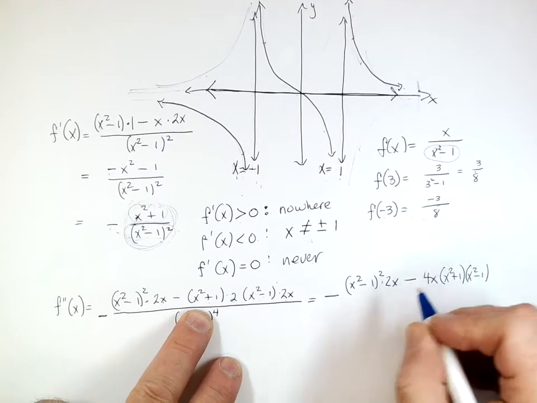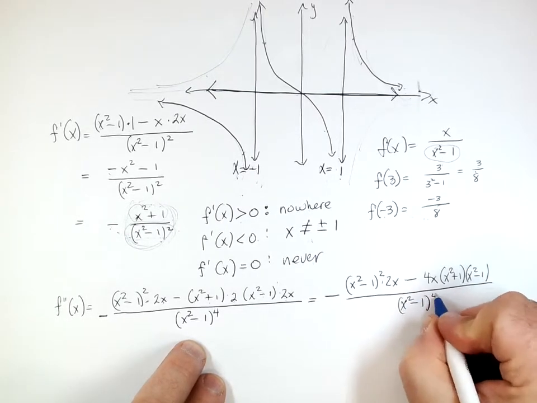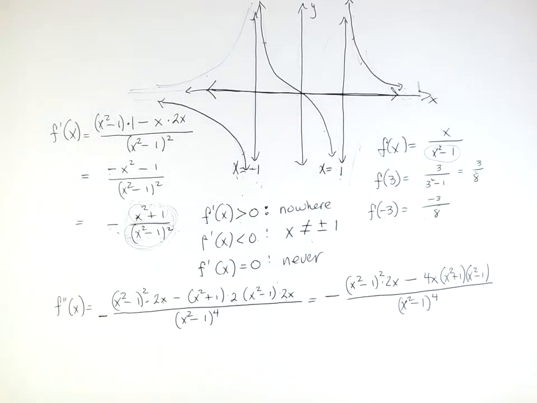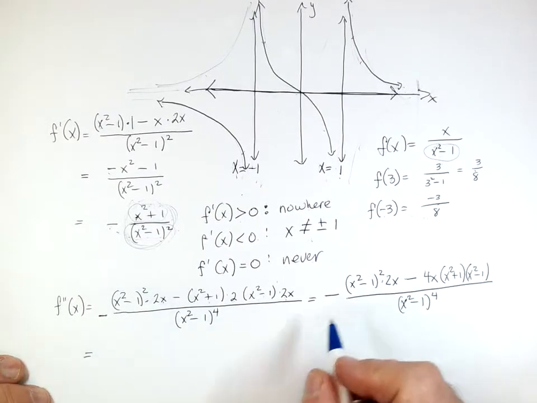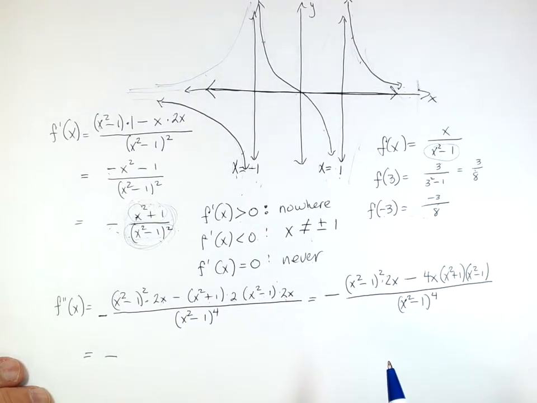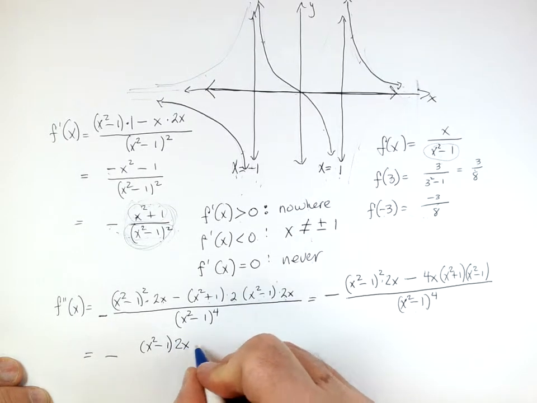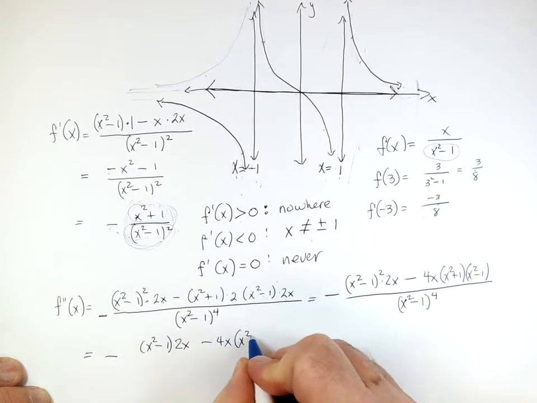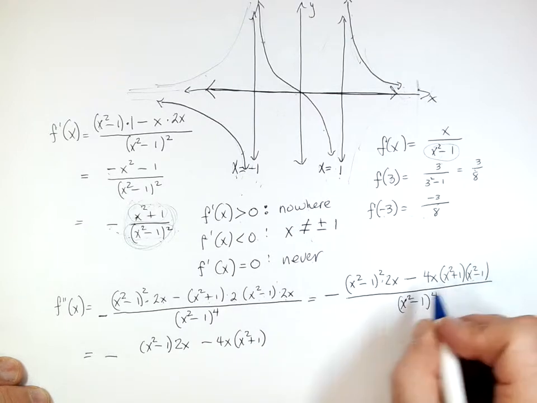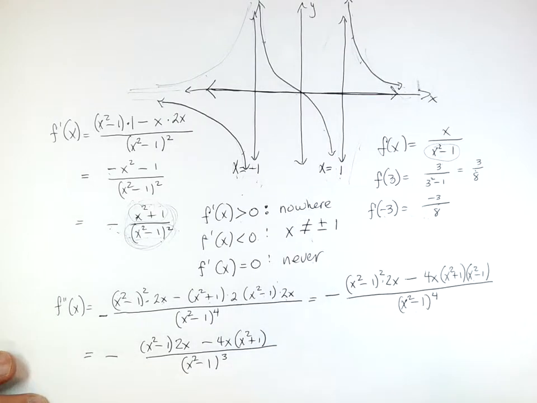I'm not going to give you one this nasty on the test, but I know it. X squared minus 1 to the fourth. Hey, why is it to the fourth? Because you have to square the denominator. That's the quotient rule. Okay, I still got this negative hanging out here, but look, I have an x squared minus 1 that I can cancel out. So one of those goes away. This one goes away. And I have this. One of those goes away.